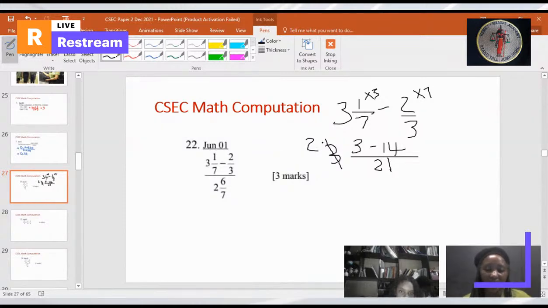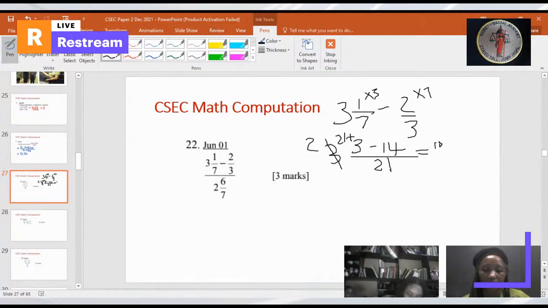The one whole we're carrying is 21 over 21, right? Yes, so we can put the 21 here and add it to the 3, which now gives 24. And 24 minus 14 would give you 10 over 21.